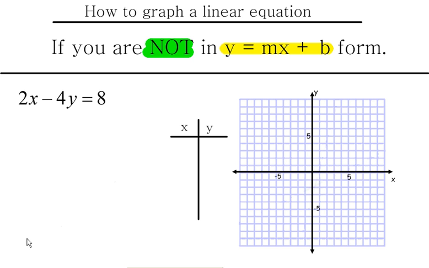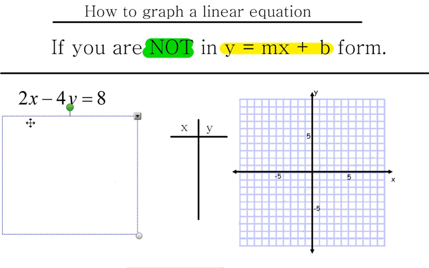Lastly, if you get an equation such as 2x minus 4y equals 8, this is not in y equals mx plus b form. We need to put it in y equals mx plus b form. And how do we do that? We need to solve for y. So our first step would be to get that 2x over to the other side. We want to start to isolate our y. And to do that, we want to subtract it over.